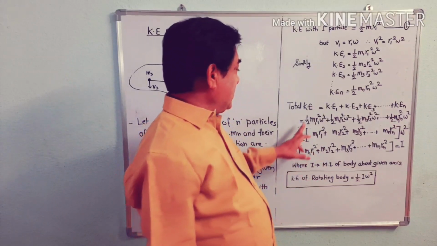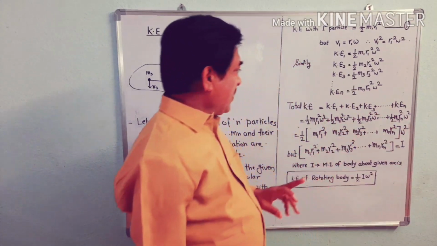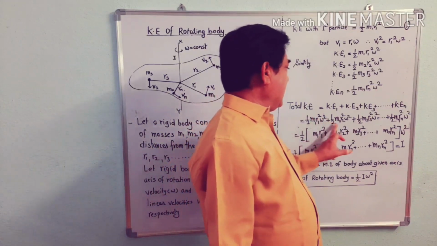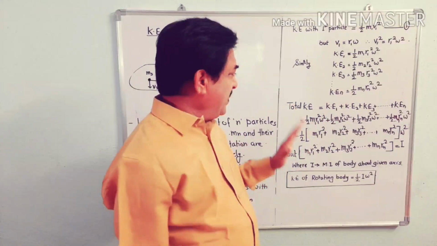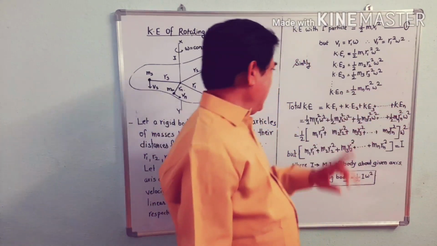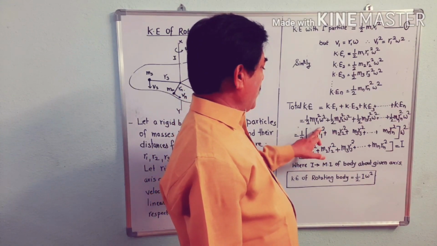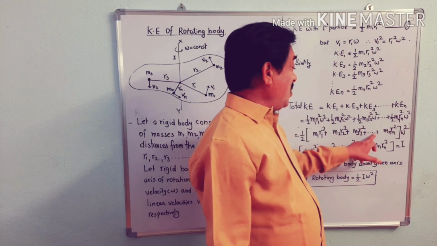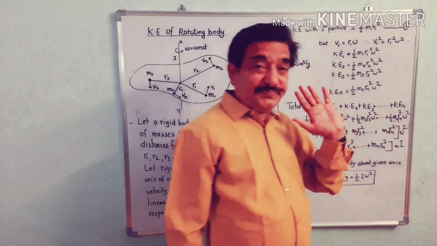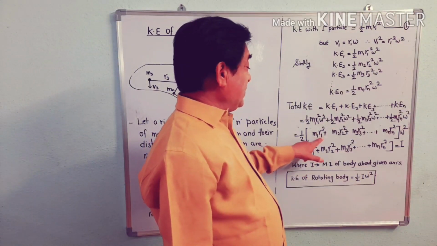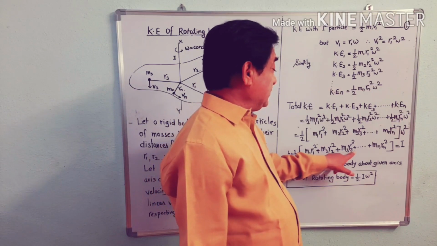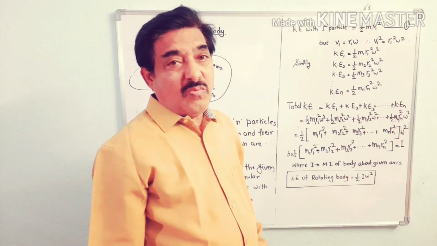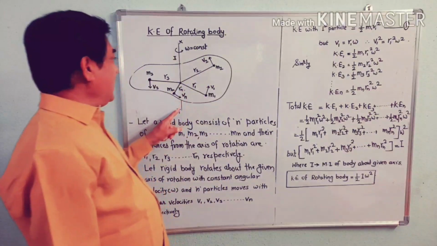From this equation, we have taken a common 1 by 2 and omega square, because omega for each particle is one and the same. We took 1 by 2 and omega square common, wrote 1 by 2 here and omega square here. What remains in the bracket is m1 r1 square plus m2 r2 square plus m3 r3 square plus and so on up to plus mn rn square. But this m1 r1 square plus m2 r2 square plus m3 r3 square plus so on up to mn rn square is equal to I, where I is the moment of inertia of a rigid body about the given axis of rotation.